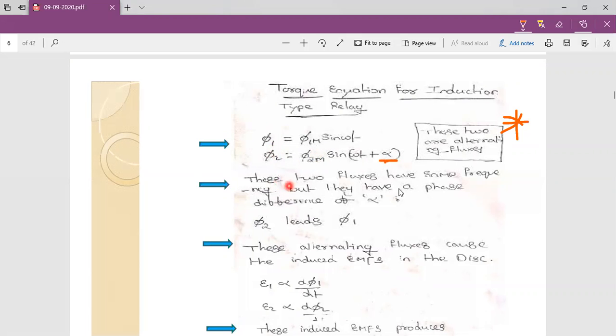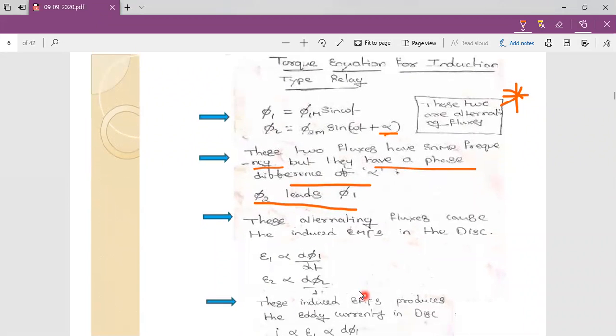Now these two fluxes have the same frequency. With the knowledge of the transformer working principle, we can say these two element frequencies are the same. The phase difference is alpha, as I already told you, that means phi 2 leads phi 1.